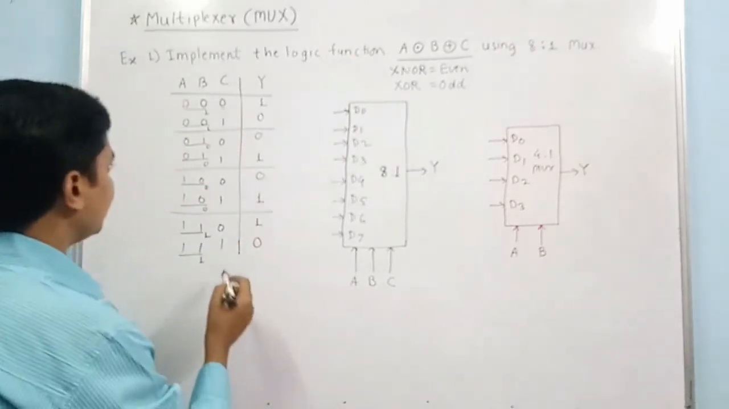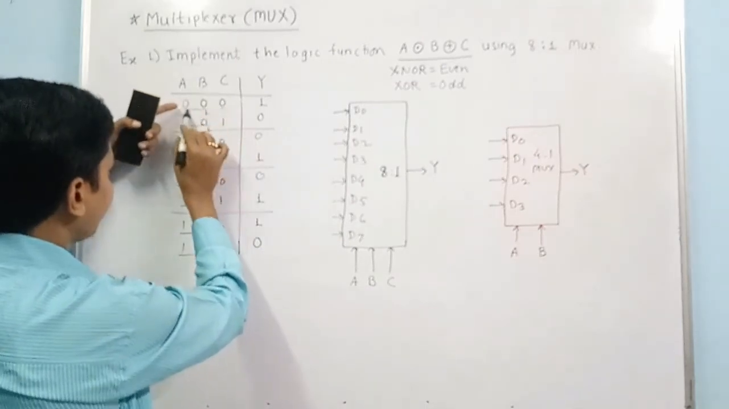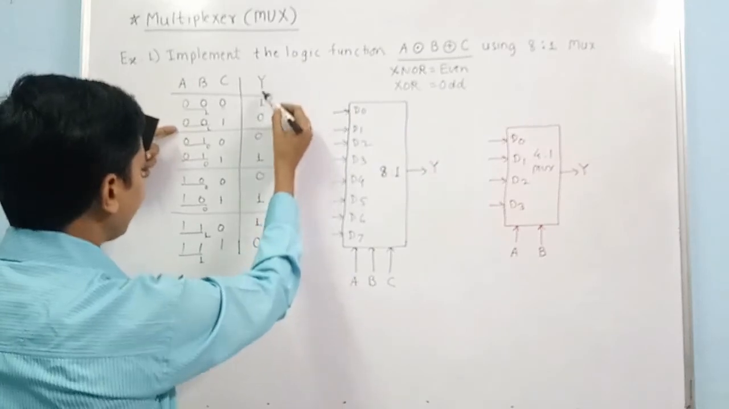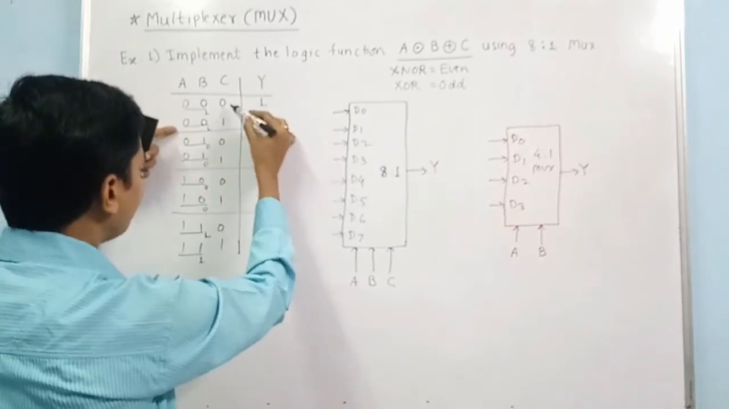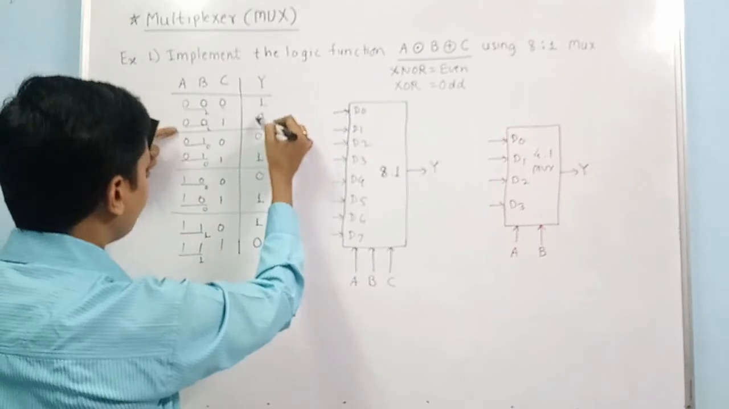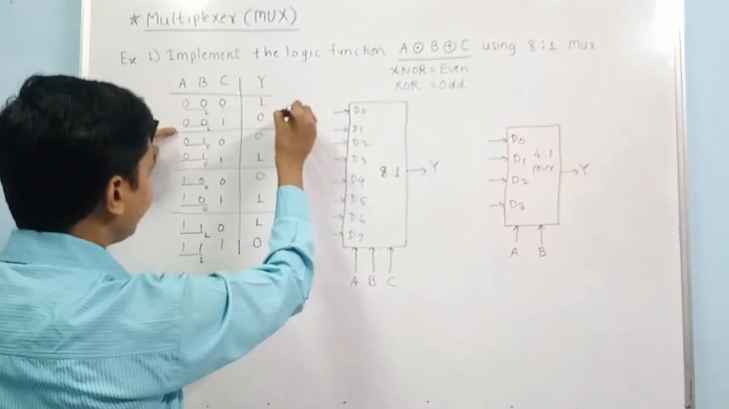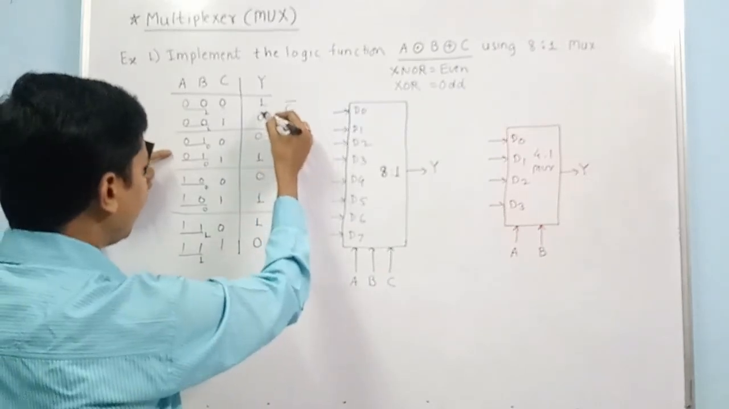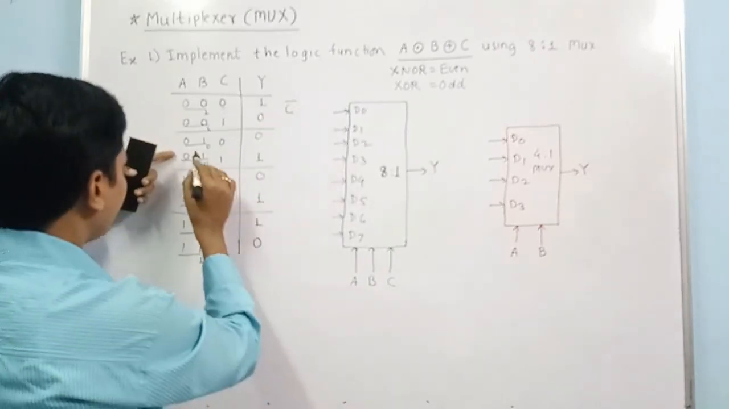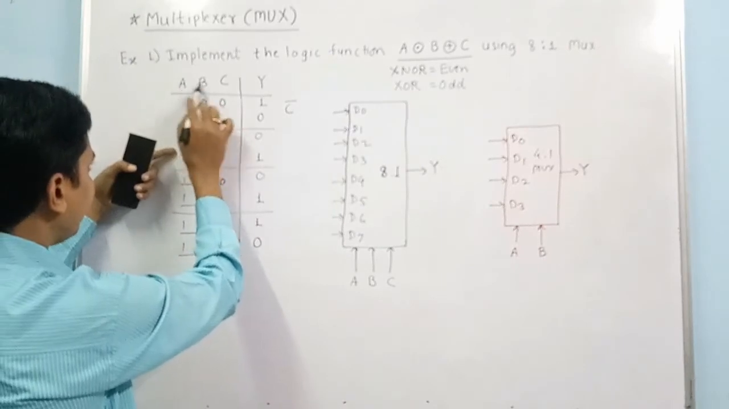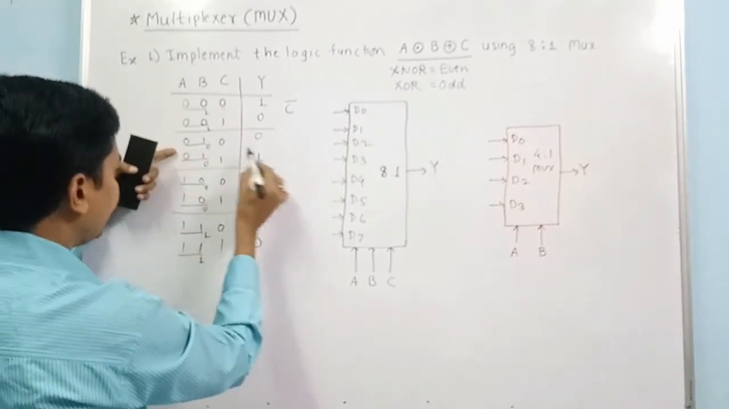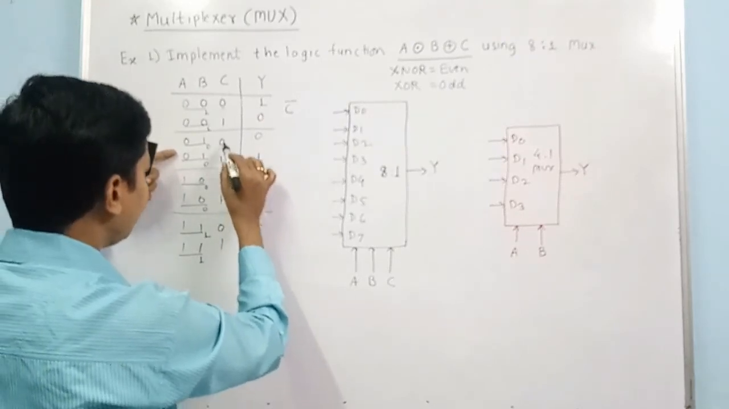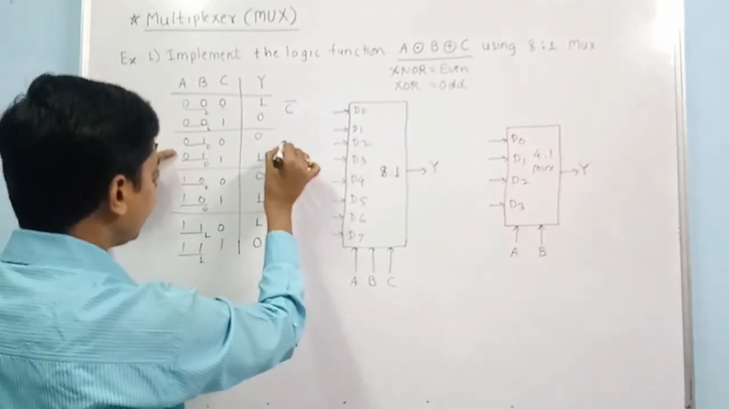Okay, now see, when A and B inputs are 0 0, then what is the output? The output is, I can say, the complement of C variable. So here I will write C bar. Okay, instead of writing hard coded 1 and 0, I will write here C bar. So when values of A, B is equal to 0 1, then output of Y is what? Whatever the value of C, the same value is at the Y. So I will write here C.